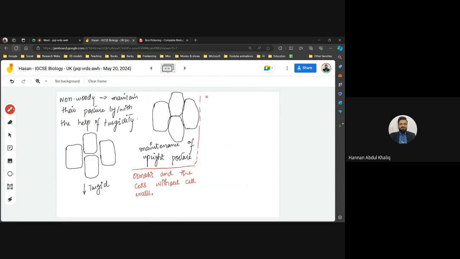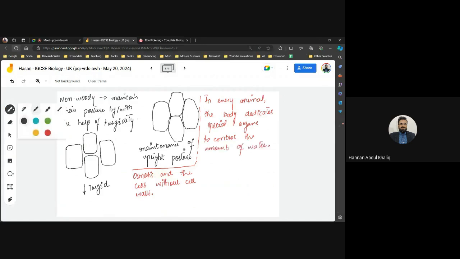Remember that in every animal, the body dedicates special organs to control the amount of water. Like if I talk about the human body, organs are dedicated to control the amount of water in our bodies.